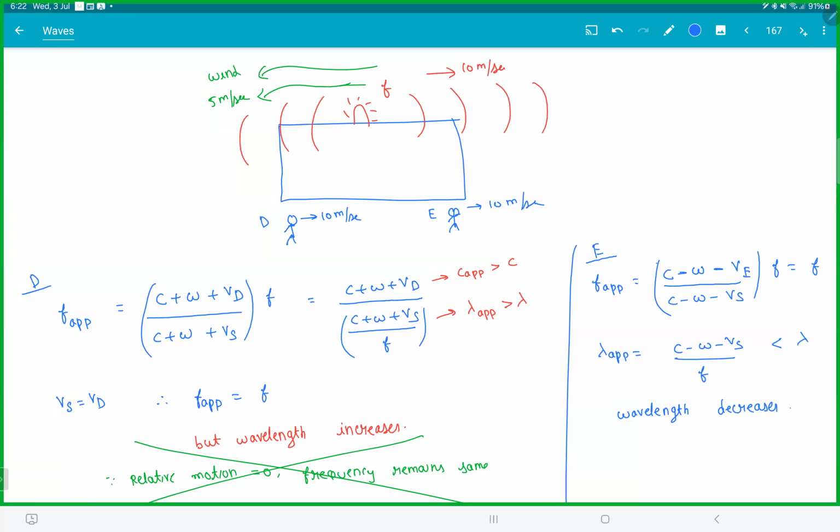Okay, so all clear with this? So why is it minus V over there? Can you explain again? What is this guy trying to do? Going away from the source, right? So what should the frequency be? Minus. Decrease. So minus.